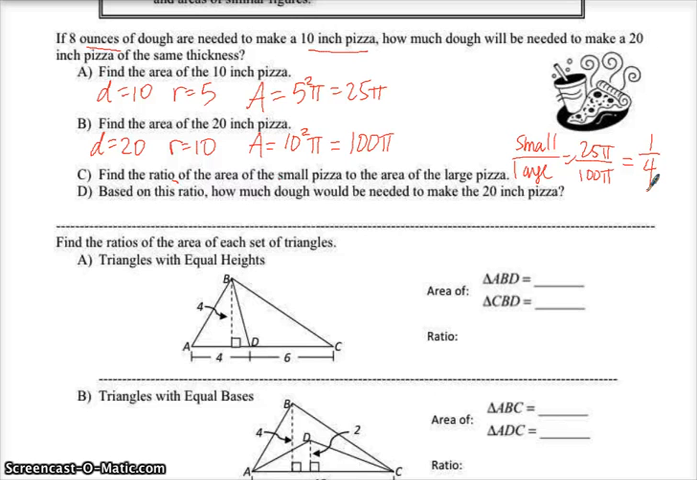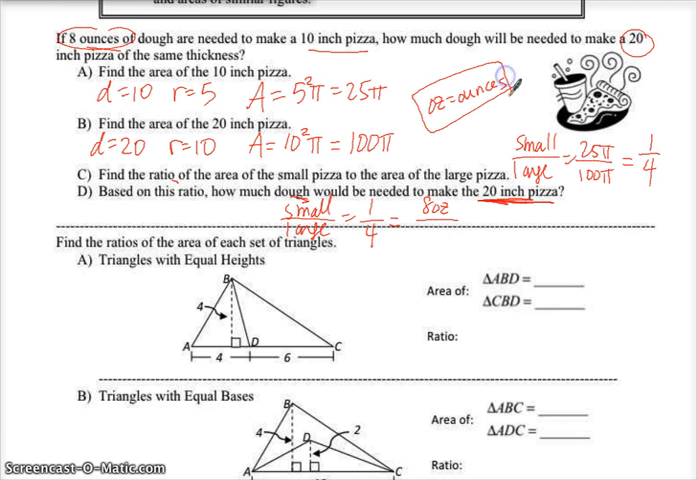So we can use this ratio to find out how much dough we would need to make the 20-inch pizza. So we know that 8 ounces of dough is needed to make the small pizza. Sorry, I'm going to go back to my original relationship here. So I have small to large, and I said that ratio is 1:4. Well, 8 ounces is needed, and OZ is short for ounces, that's why I have an OZ there. So 8 ounces needed to make a small pizza, so the top row is small, and we're trying to discover how much is needed for the large pizza.